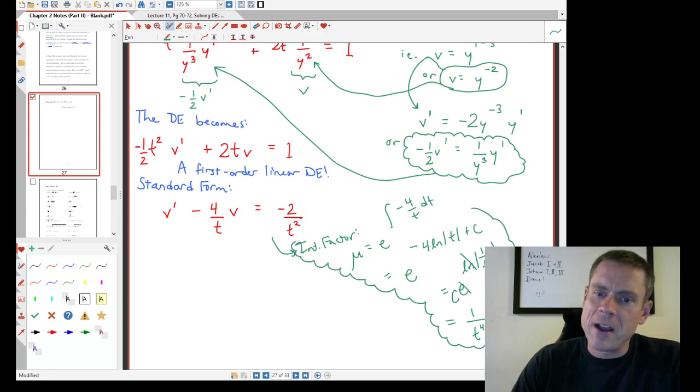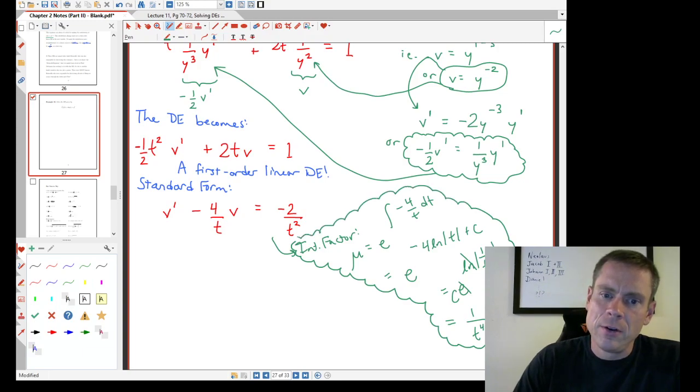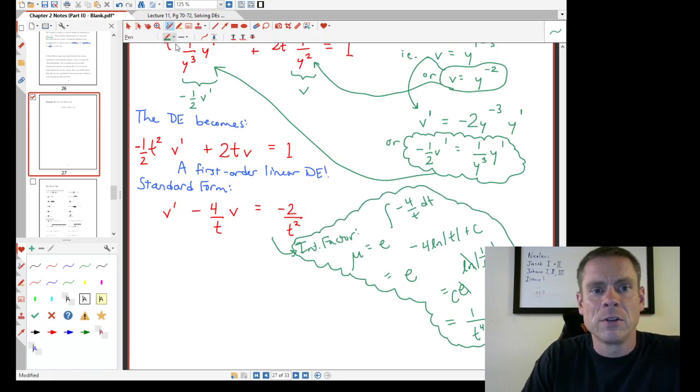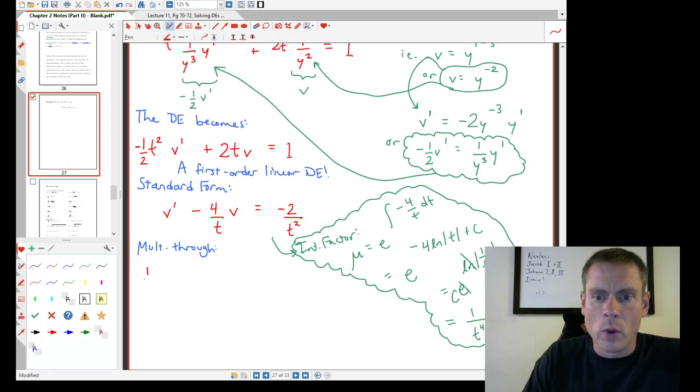So that's my integrating factor. I'll just box this up in another cloud, or cloud it up, I don't know. And we are going to multiply through by that integrating factor. So multiply through. If we do, we get 1 over t to the 4 v prime minus 4 over t to the 5, if I am doing that multiplication right, v equals minus 2 over t to the 6.